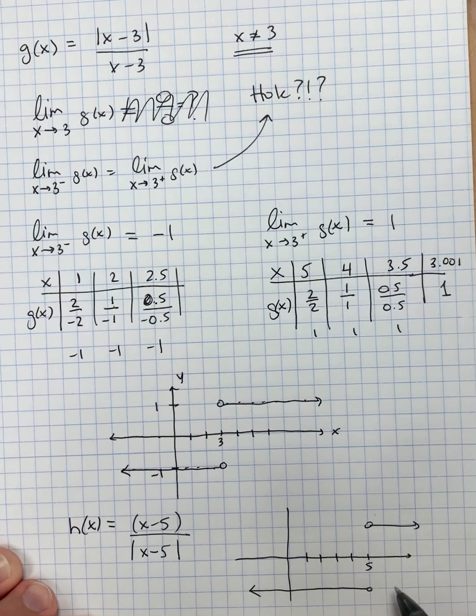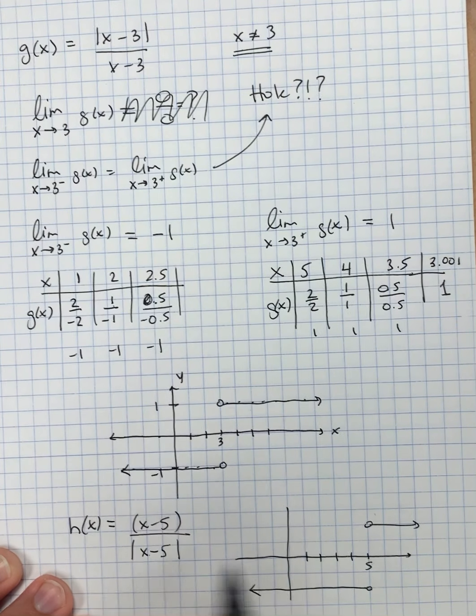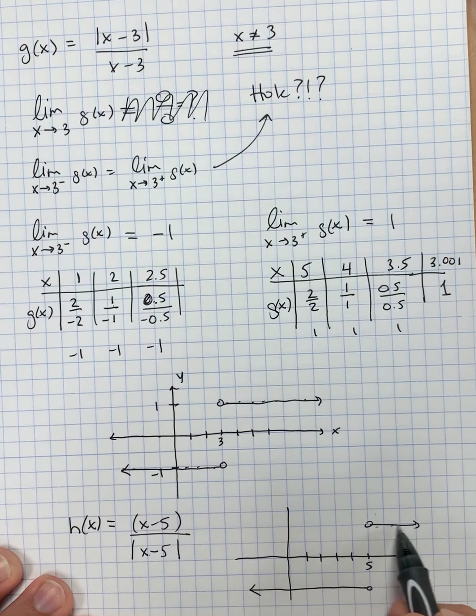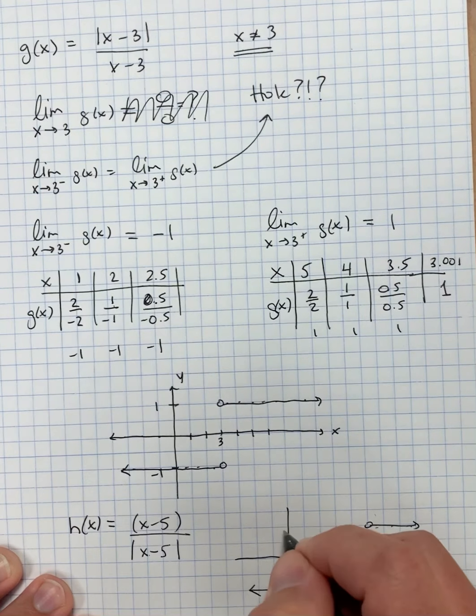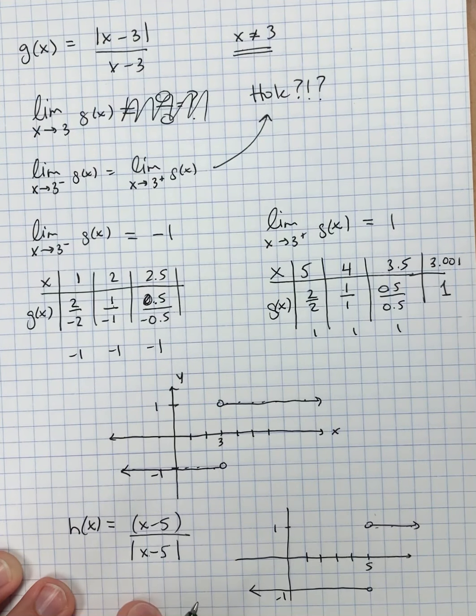As I put values bigger than 5 in, 6, 1 over 1. 7, 2 over 2. 8, 3 over 3. Values at 1, values at negative 1 to the left of 5. And you can test that.